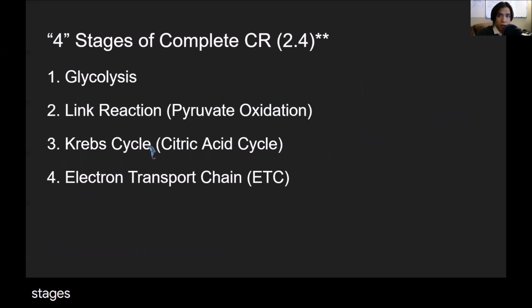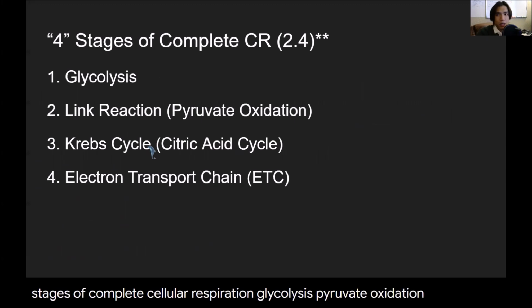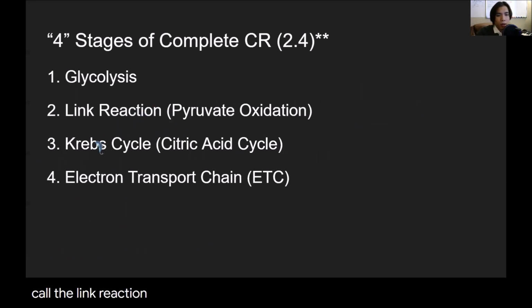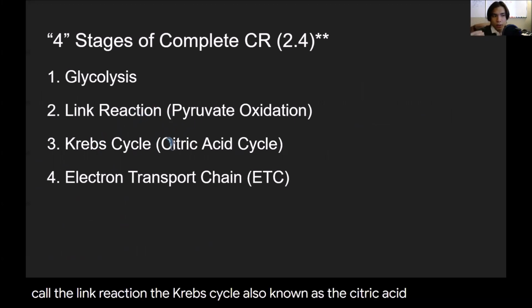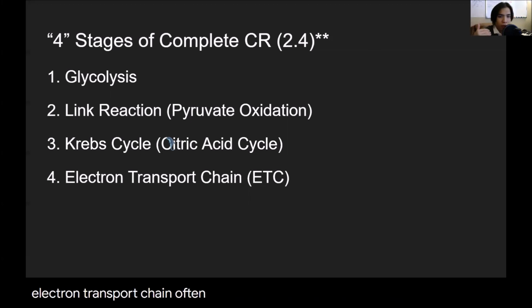There are 4 stages of complete cellular respiration: glycolysis, pyruvate oxidation, which we call the link reaction, the Krebs cycle, also known as the citric acid cycle, and the electron transport chain, often abbreviated to ETC.